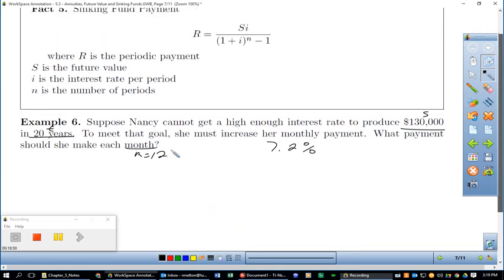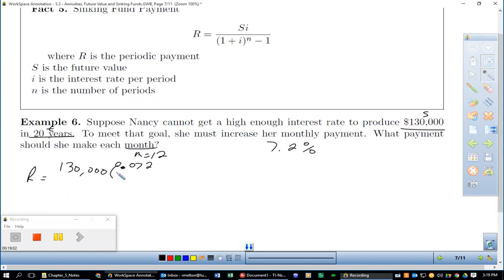We've got R equals, so the payment is $130,000 times the interest rate, which is going to be 0.072 divided by 12, all over 1 plus 0.072 over 12 to the n, which is M times T, minus 1. And if you notice, this equation is really just a rearranged version of the one we had earlier. When we solve that algebraically, we should get, actually, I don't know. I didn't do this one yet.